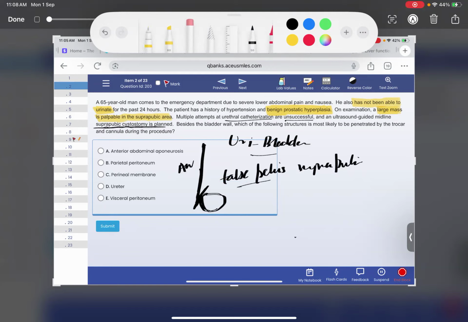Sir, can you repeat that again? I mean, the part of the false pelvis, why do we choose this? Most of the time the bladder is in the true pelvis, and the false pelvis is in the abdominal cavity. So here the bladder is full with urine, right? So we can access through here.